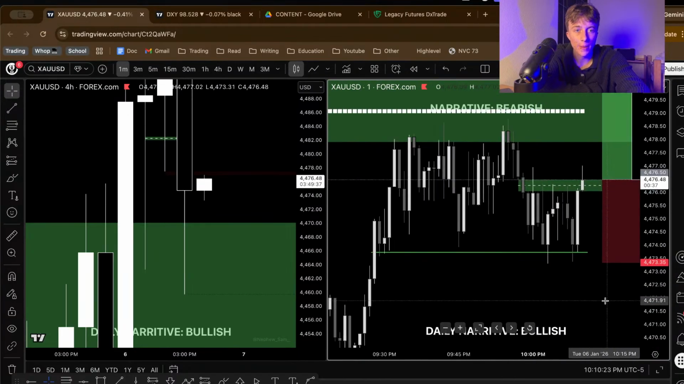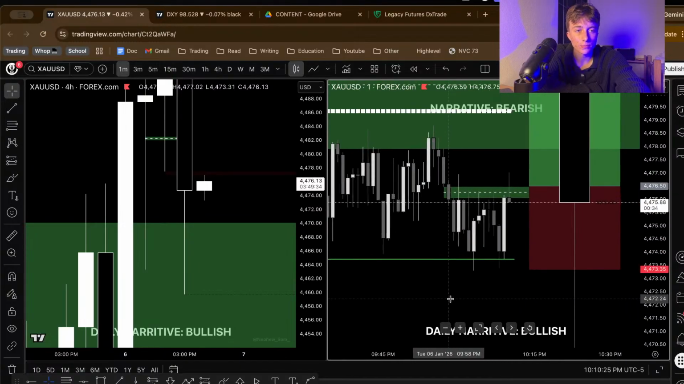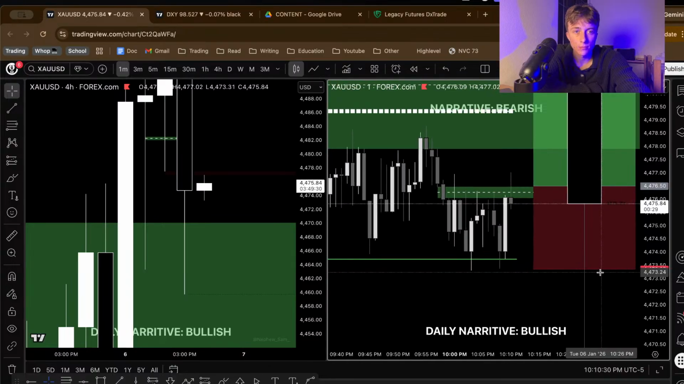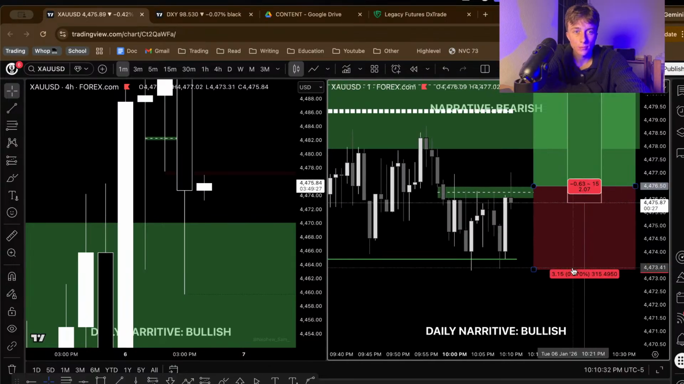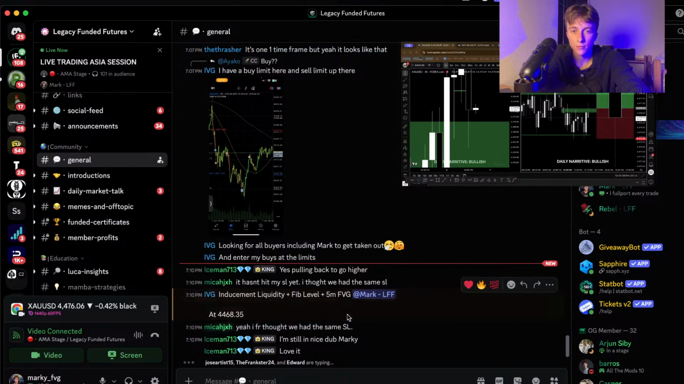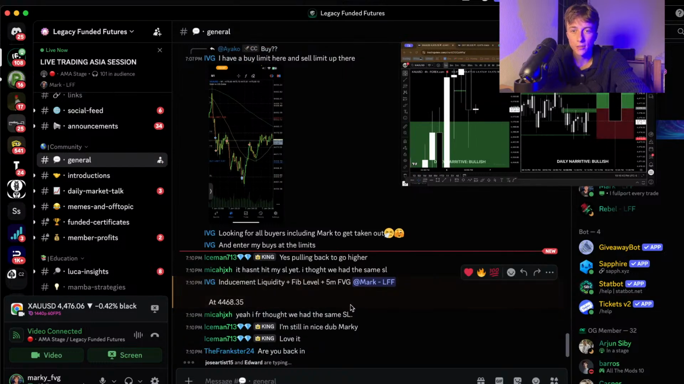It just wanted to tap back into that 1 minute gap again. Pulling back to go higher. It hasn't hit my SL yet. I thought we had the same SL. Sometimes it's just the difference between the account that you're trading on. Inducement liquidity plus Fibonacci level plus 5 minute FVG at 4468.